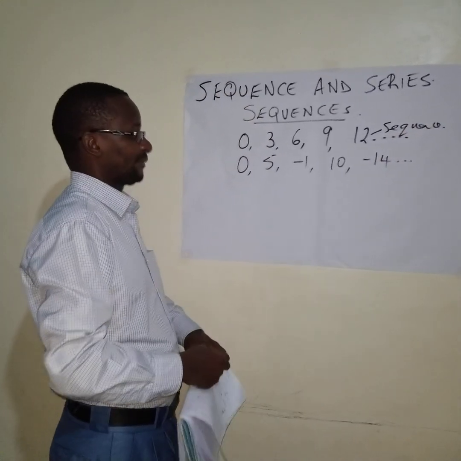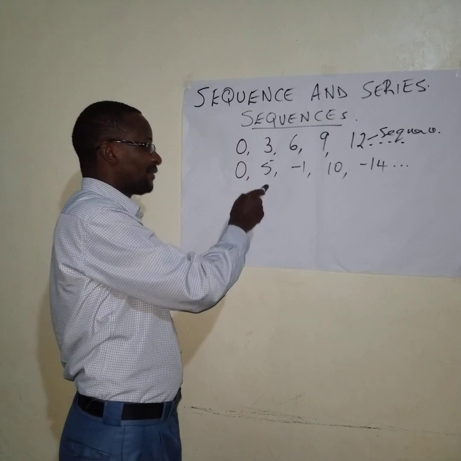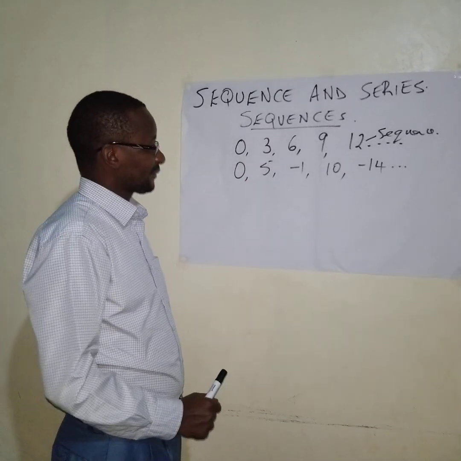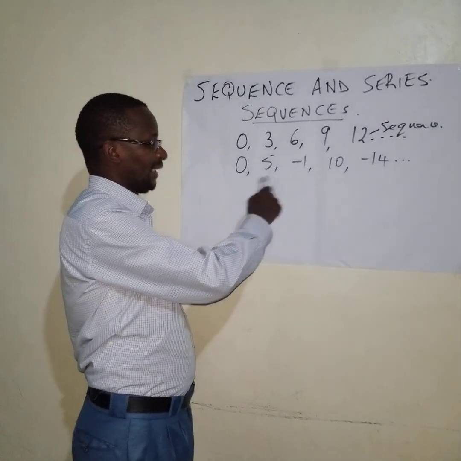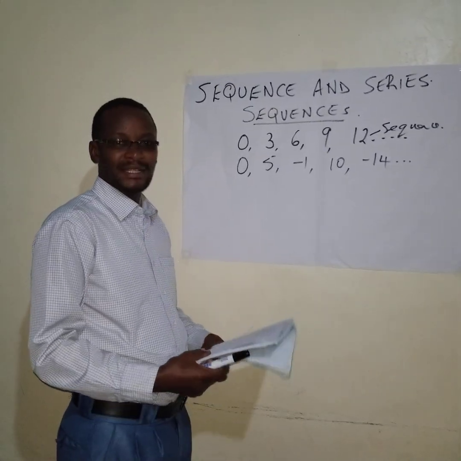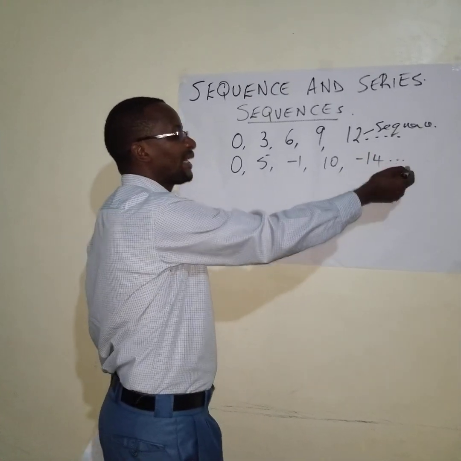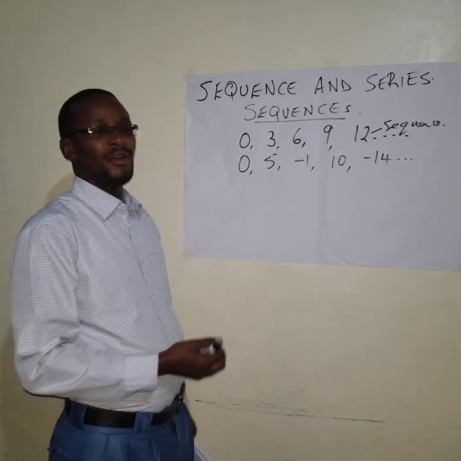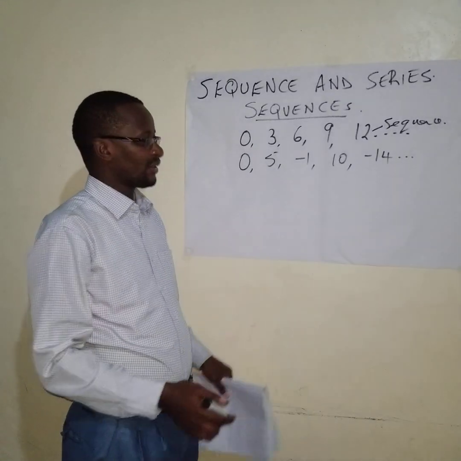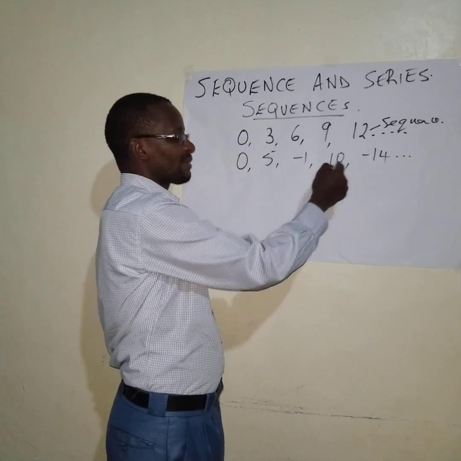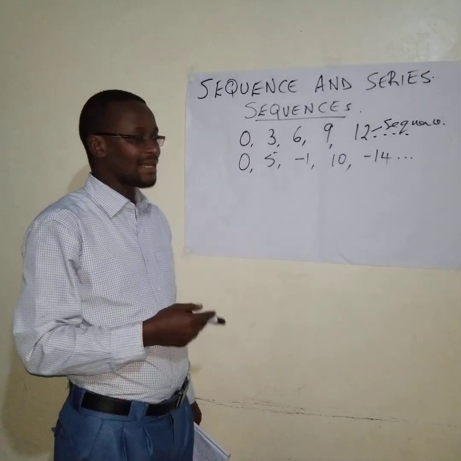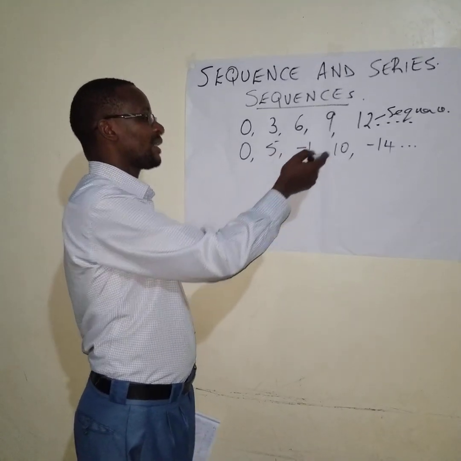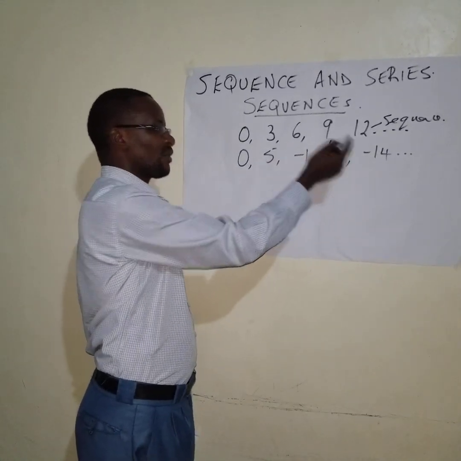What about the second one? 0, 5, -1, 10, -14. Look at it. Is there any rule that is being followed here? Is there any pattern that is being followed? Can you be able to know the next number? I think if you apply all the reasoning and all the rules, you will not get any rule that is being followed here. There is no pattern. They're just numbers which have been written without following any pattern. So the second set here is not a sequence.